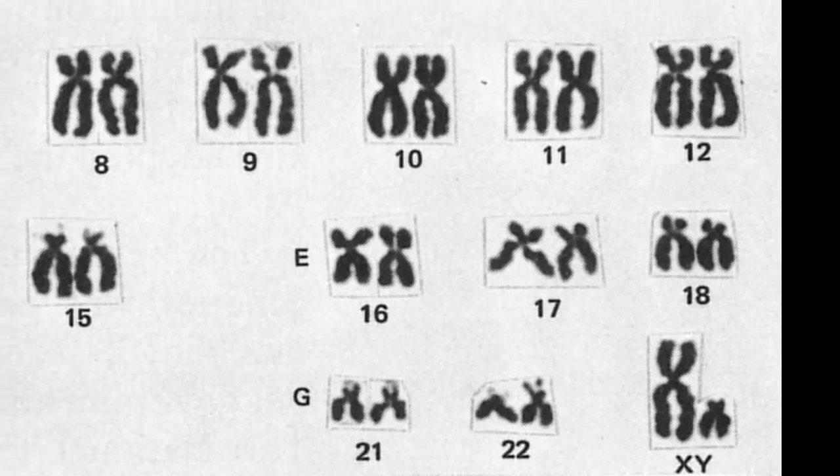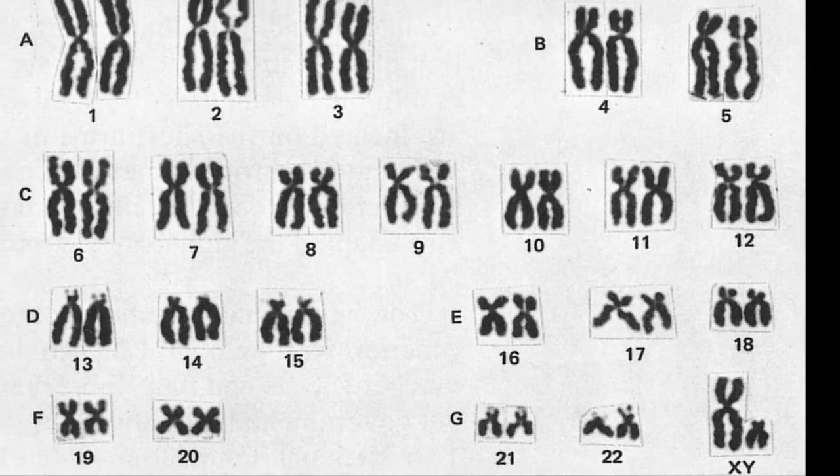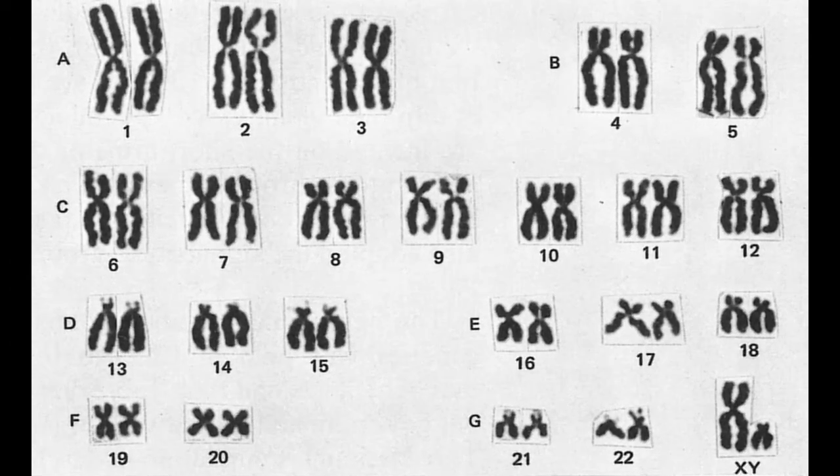That means that we have 23 unique chromosomes. However, we have 2 copies of each chromosome. So how many chromosomes do we have total? Well, that'd be 23 unique chromosomes times 2, or 46. So human beings have 46 chromosomes, 23 unique.